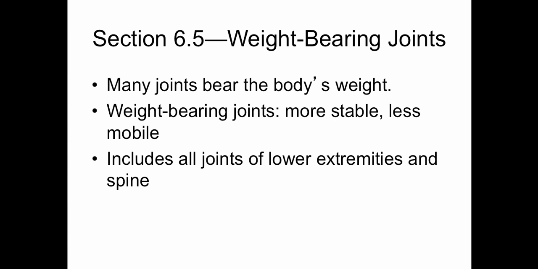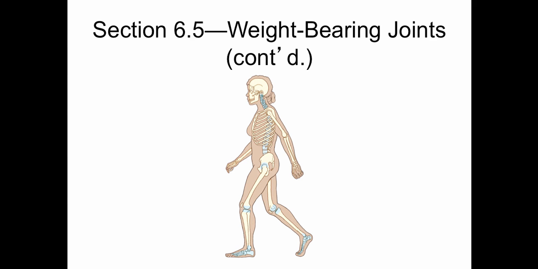Many joints bear the body's weight. Weight-bearing joints are more stable and less mobile. This includes all of the joints of the lower extremities and the spine. The amount of stress that a weight-bearing joint must bear is greater for the joints that are in the lower body. The joints in the ankle and foot bear the greatest weight for this reason. In this photo, the weight-bearing joints are highlighted in blue, and they include the joints of the feet, the ankles, hips, and the spine.